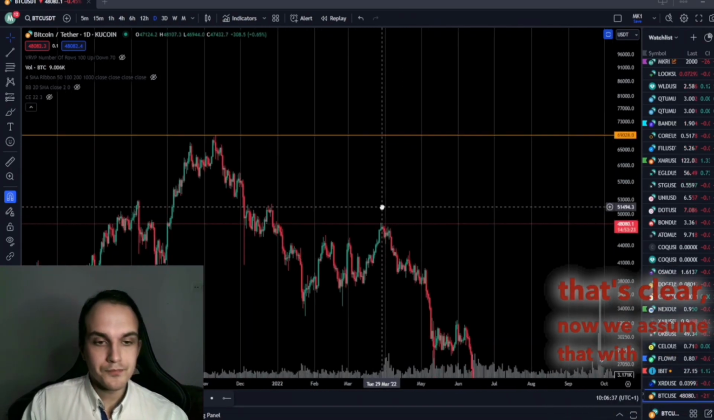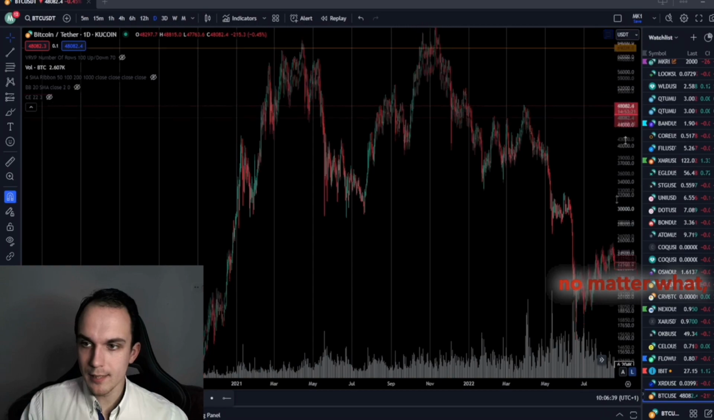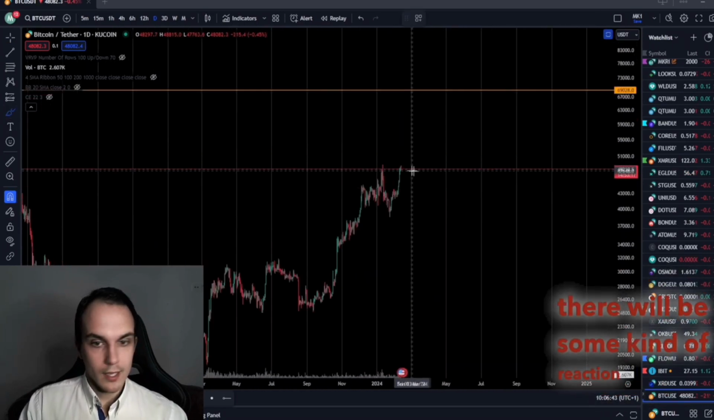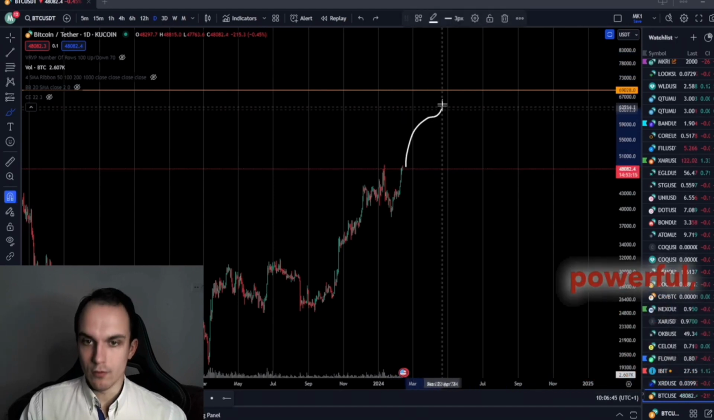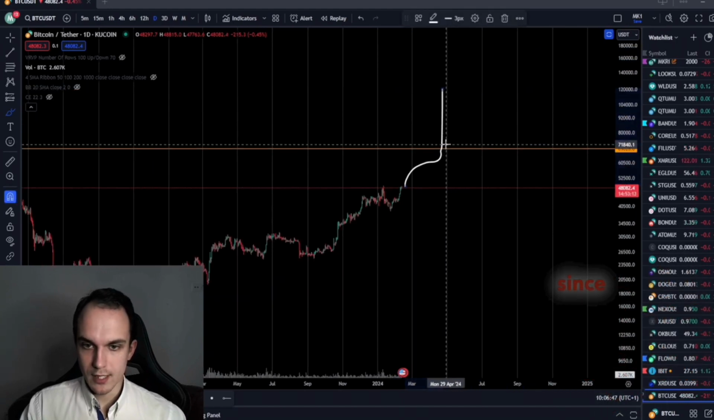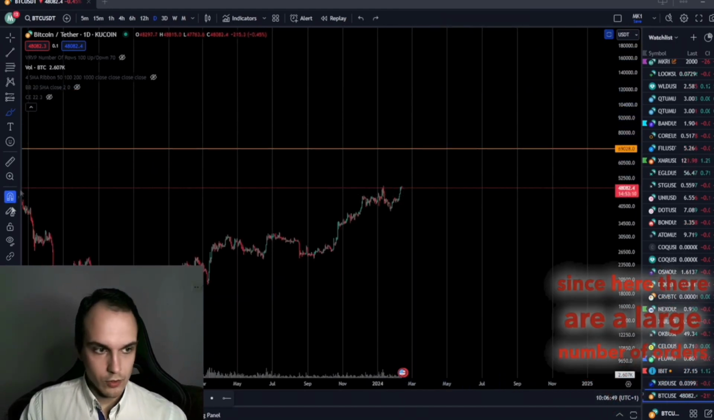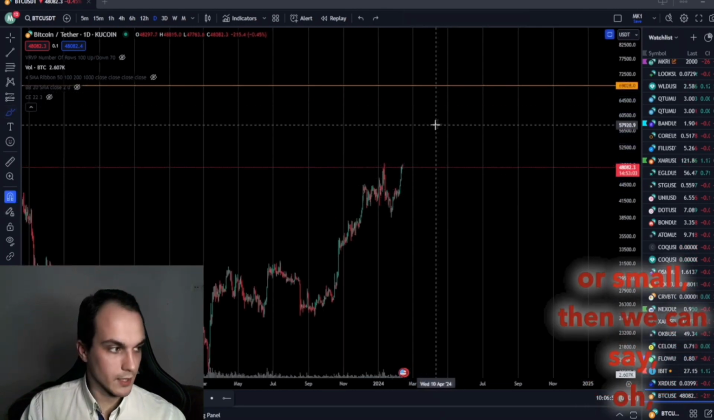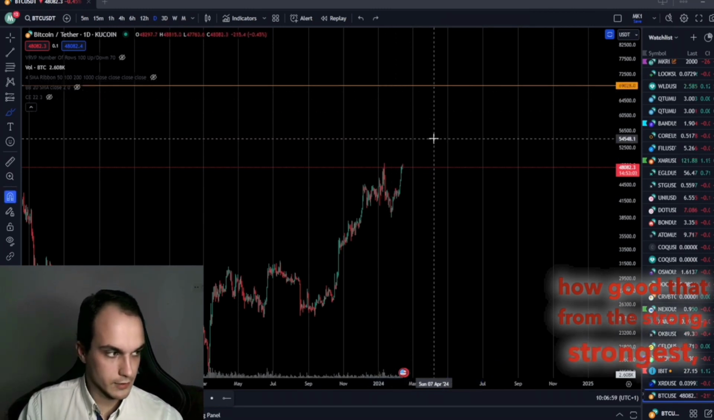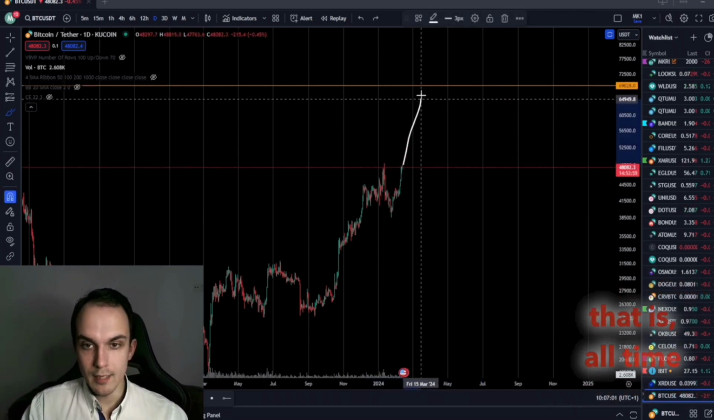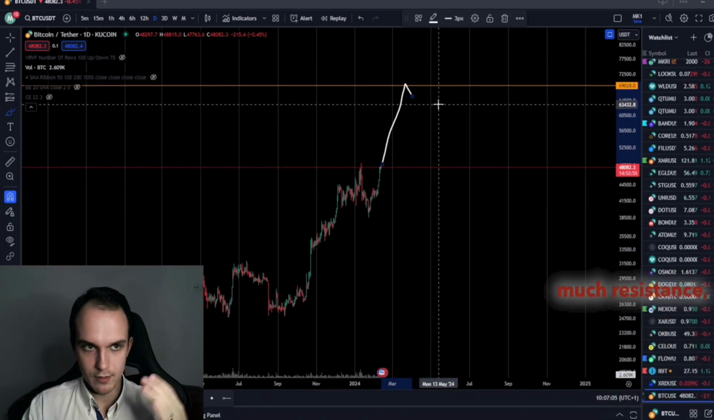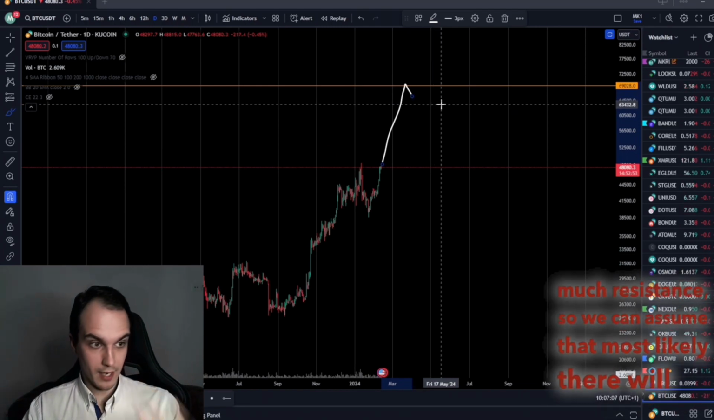Now we assume that up to this level there will be some kind of reaction. A powerful, substantial reaction, since there are a large number of orders placed here. Then we can say, how good that from the strongest level, the all-time high, the highest point of the Bitcoin value, there is not much resistance. So we can assume that most likely there will be a squeeze.